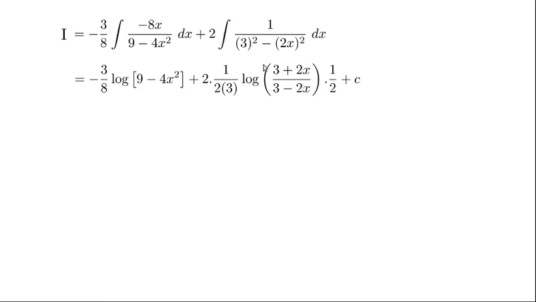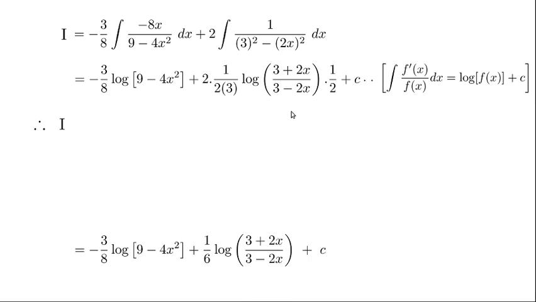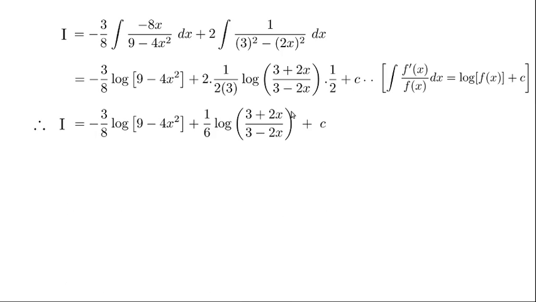So directly we get into the solution, which is equal to minus 3 by 8 log of the denominator for the first part, plus 2 times 1 upon 2a log of (a plus x) upon (a minus x) type, into 1 by 2, this 2 because of the coefficient of x. So finally we get I equals minus 3 by 8 log of (9 minus 4x square) plus 1 by 6 log of (3 plus 2x) upon (3 minus 2x) plus c.